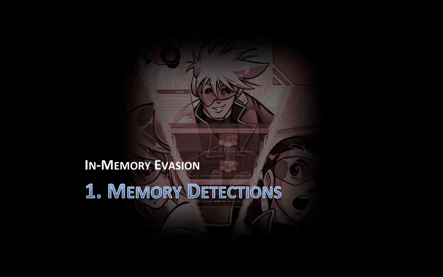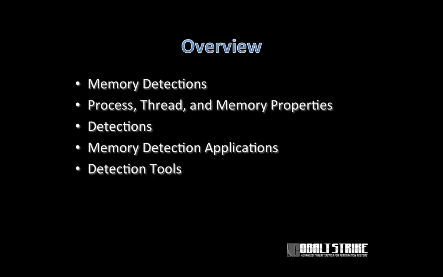All right, let's jump into part 1, memory detections. In this lecture, we'll start out with a definition of memory detections. We'll then walk through the properties of processes, threads, and memory, and the anomalies of those properties that are used to detect memory-injected DLLs. In memory detection applications, we'll cover where these types of heuristics are used, and we'll wrap this lecture up with a discussion of various detection tools.